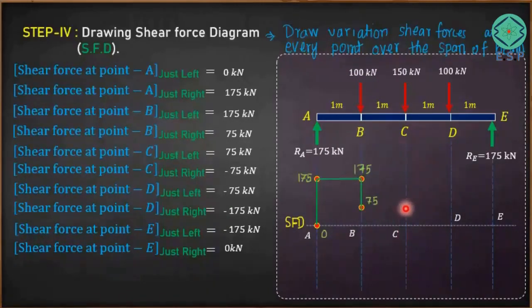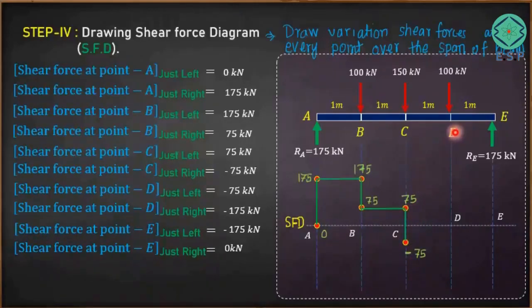Now I will go to point C. At point C, we have again two points, just left and just right. Just left of point C is 75 kilonewton. The same value will continue, so you'll see a straight line graph from here to here. Now if you move from the left-hand side of point C to the right-hand side of point C, another force, that is minus 150, will come into the picture. 75 minus 150 will be minus 75, that is just right of point C, you can see here. So your shear force will vary like this, and minus 75 you got here. This is the variation from the left side of point C to the right side of point C.